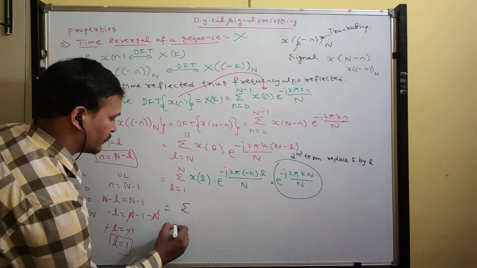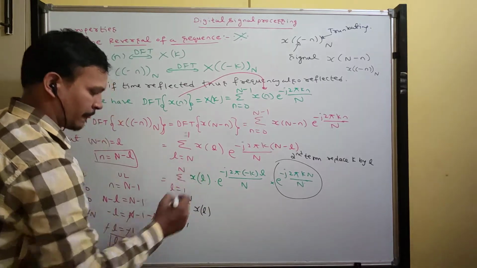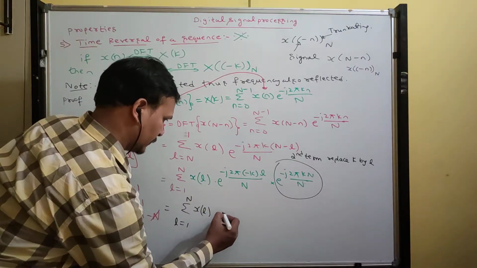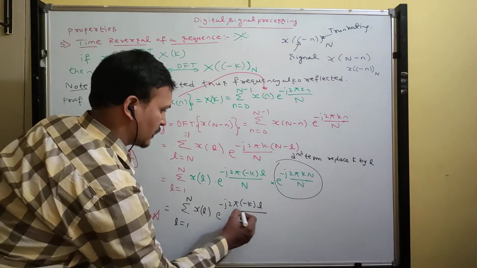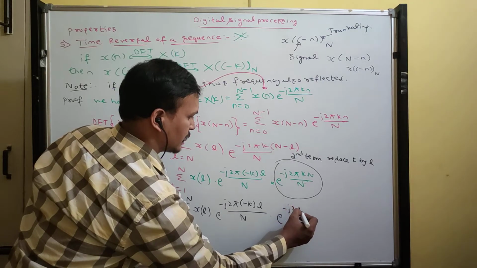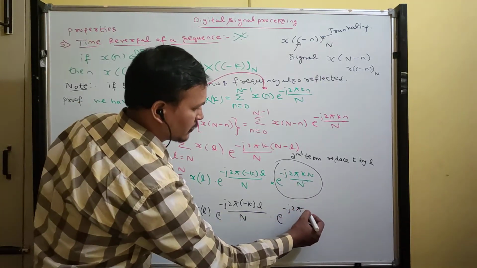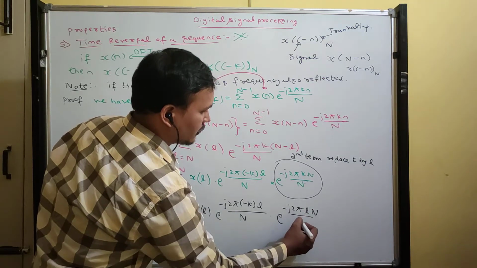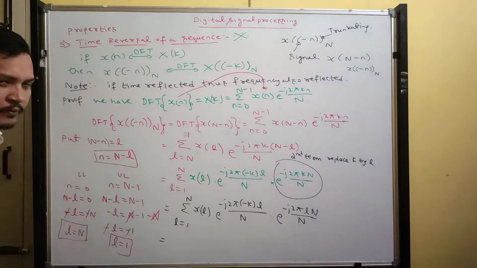So summation l equals 1 to n, x of l into e to the power of minus j 2 pi minus k into l divided by n, into e to the power of minus j 2 pi n divided by n. What I am writing? Replacing k by l. So this is what we got.